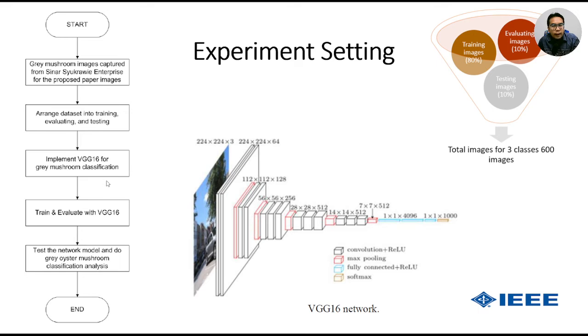So as I did mention before, we use VGG16 for the classification task of the grey oyster mushroom. We utilize this network as the brain of our system. We then train and evaluate the VGG, and finally we conclude the performance of grey oyster mushroom classification using this kind of model.